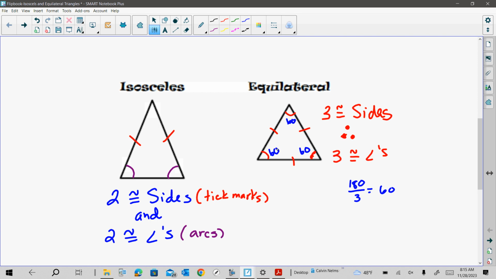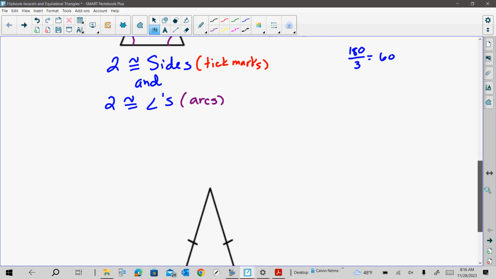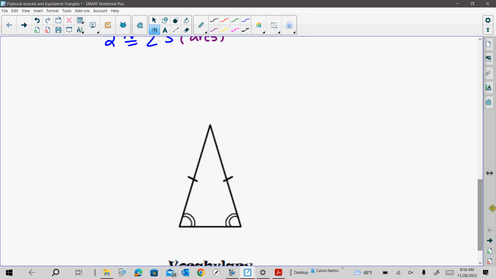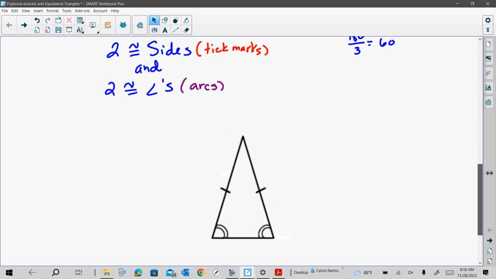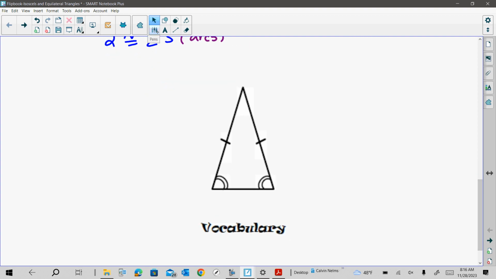Okay. Now, the vocabulary, the parts to an isosceles triangle. So besides these two examples here, we have a triangle here that we're going to label. That's going to be indicating our isosceles triangle, the vocab. All right, so the main parts. If we see the two tick marks here, right, that's indicating right here, this is what we call the legs of the triangle, of the isosceles triangle.